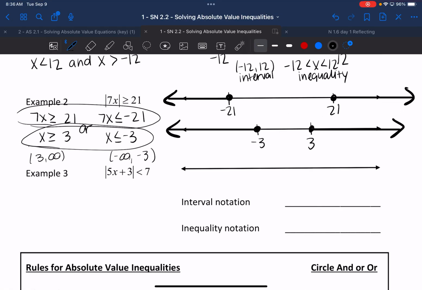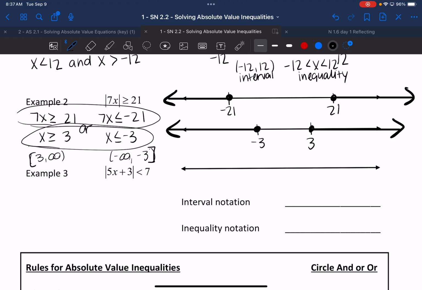All right, and we got one more in this section. So I'm going to do the same thing. Would it have the square brackets for the negative 3? Oh, yes, they should. Thank you, because they were solid points. Thank you for catching that.